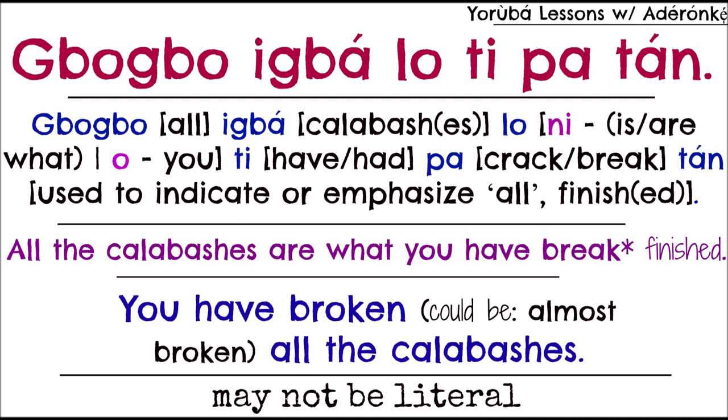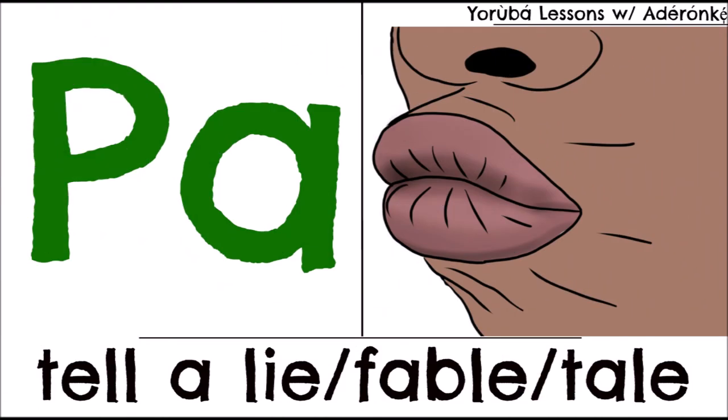Many people complain that we say sentences in the passive voice just because our mother tongue, when you translate it to English, is passive. All the calabashes that you have broken, when you try to flip that, becomes: you've broken all the calabashes, or you've almost broken all the calabashes. So it's not literal. Pa could also be to tell a lie, to tell a fable, to tell a tale, to tell something that isn't real.